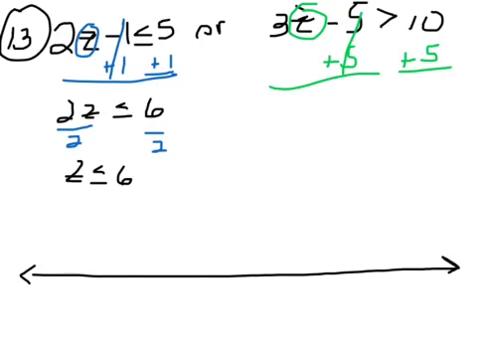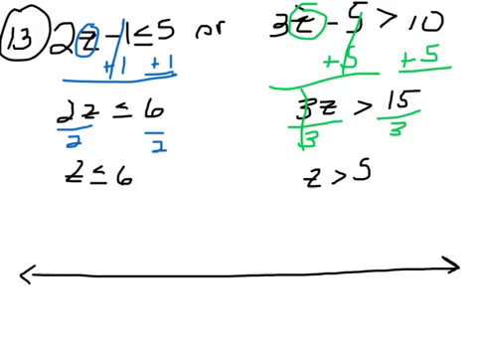Alright, so I have 3z, after I subtract 5 from each side, is greater than 15. And then in order to get the z by itself, I could say it's multiplied by 3. The opposite of multiplying by 3 is dividing by 3. And so I end up with z is greater than 5. 15 over 3 is 5. Okay, so I kind of know now I need a 5 and I need a 6.